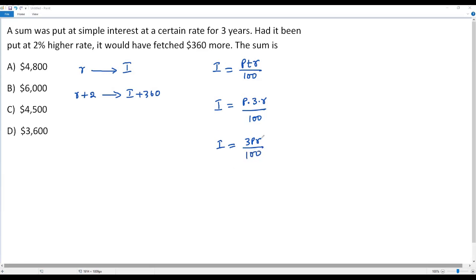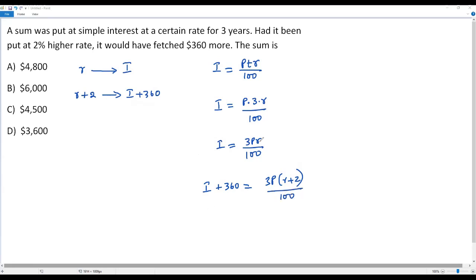Okay, in this equation, if I replace R by R + 2, then capital I has to be replaced by I + 360. That is, if the interest rate is 2% higher, then the interest earned will be $360 more. First let me replace capital I by I + 360. Then we get I + 360 equals 3 times P times, now we have to replace R by R + 2, so (R + 2) divided by 100.